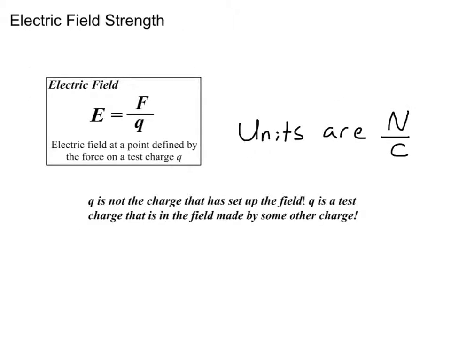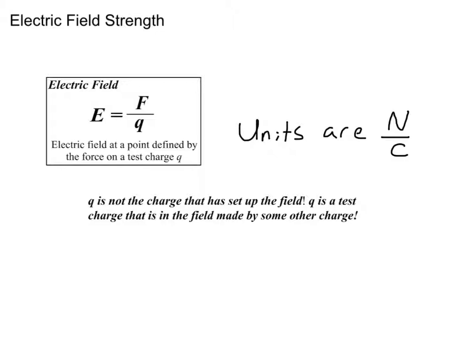The electric field strength is a measure of the strength of the electric field. We represent it by this symbol E. Here, E represents the field intensity. F represents the force in newtons acting on a test charge q. This charge is not the charge that has set up the field. This q is a test charge that is in the field made by some other charge, the source charge. This is an important distinction that we need to make, and the reason for it will become clear later.